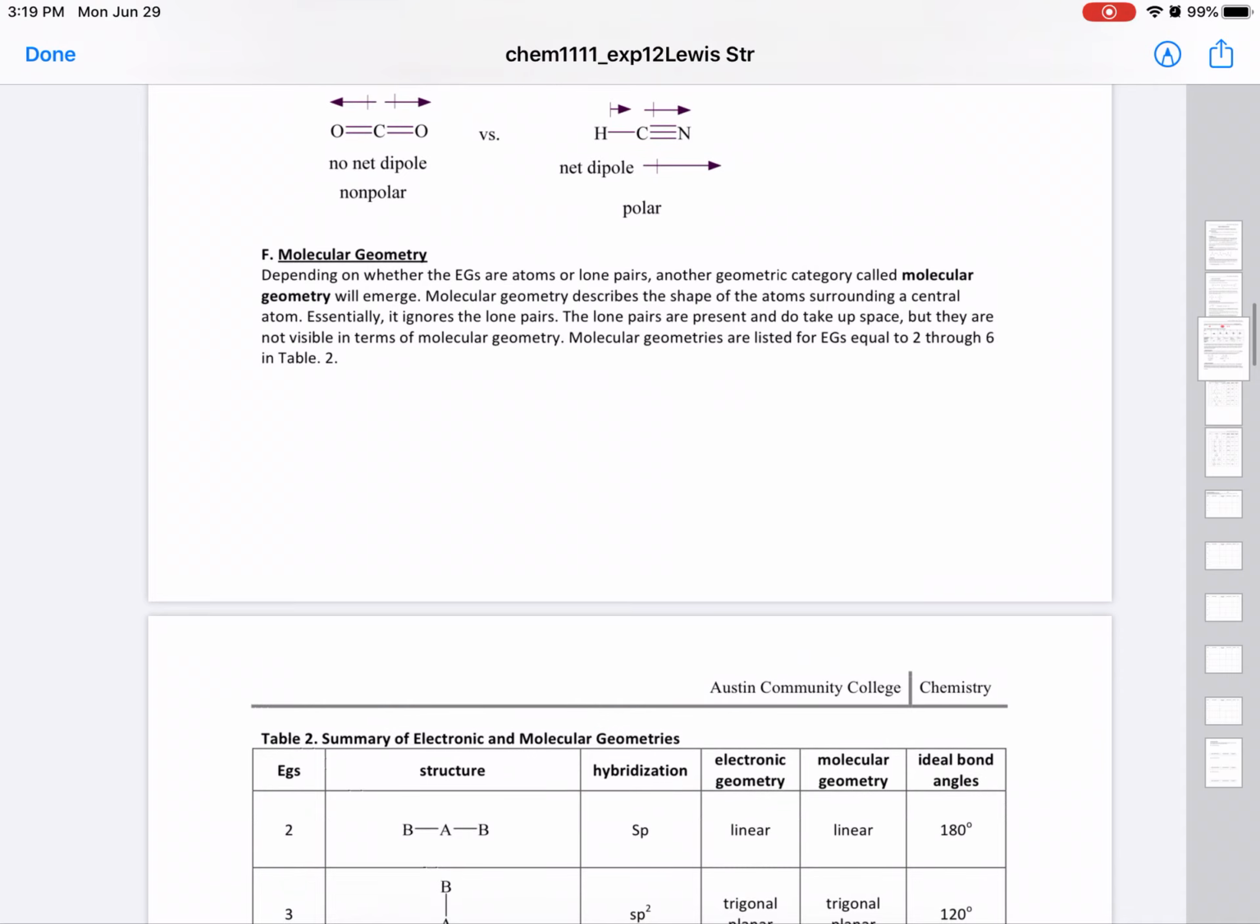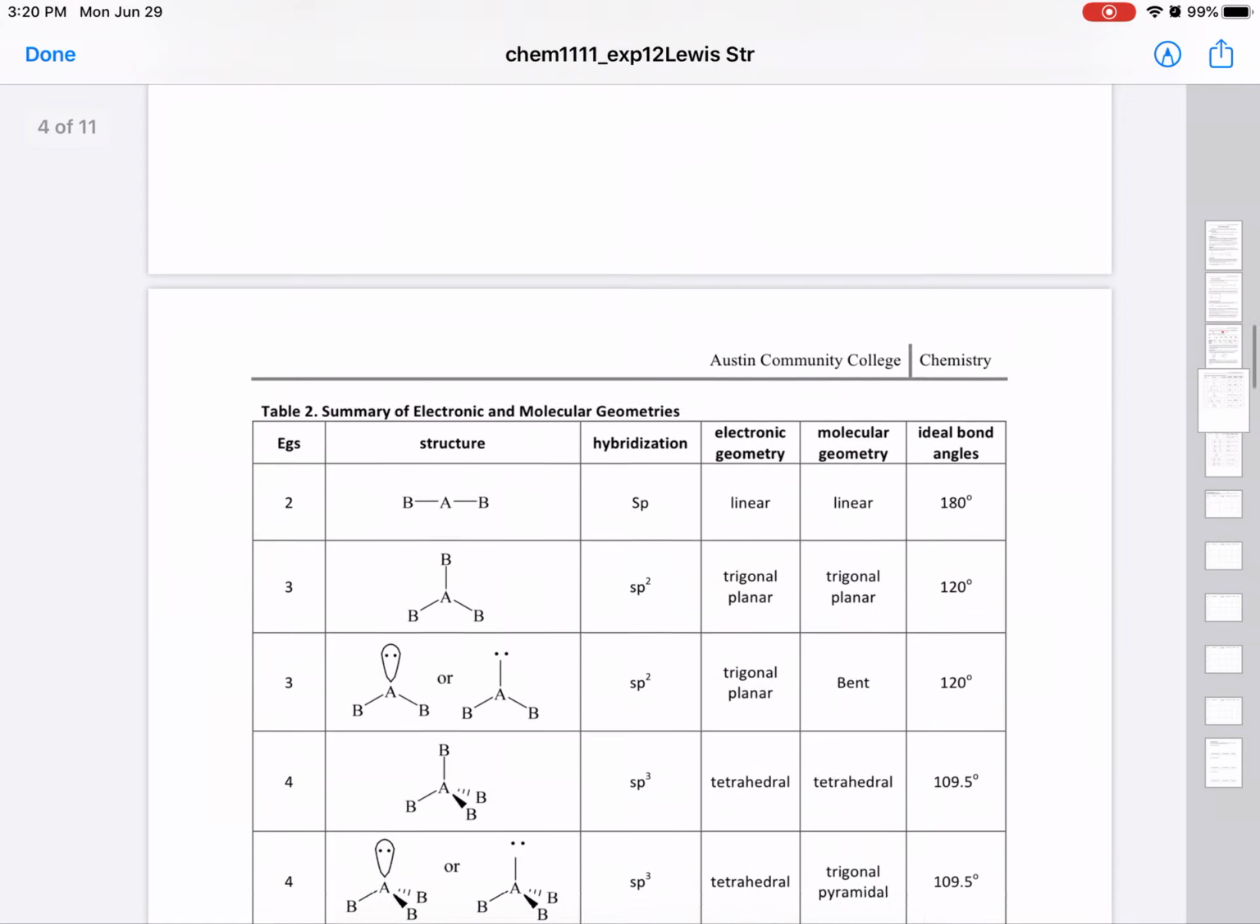Molecular geometry describes the shape of the atoms surrounding a central atom. Essentially, it ignores the lone pairs. The lone pairs are present and do take up space, but they are not visible in terms of molecular geometry. Molecular geometries are listed for electron groups equal to 2 through 6 in table 2.